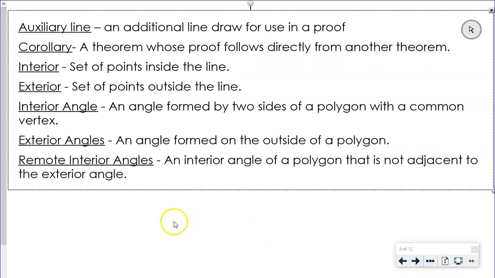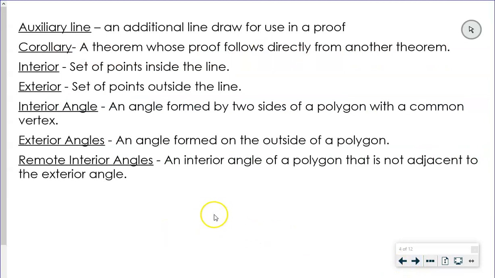So the first thing I want to talk to you guys about are some terms, okay? This first term is an auxiliary line. This is a line that we draw so that we can use it in a proof. A corollary is a theorem whose proof follows directly from another theorem. We're going to talk about one of these today. Interior is obviously a set of points inside the line or the shape. Exterior is outside the line or the shape.